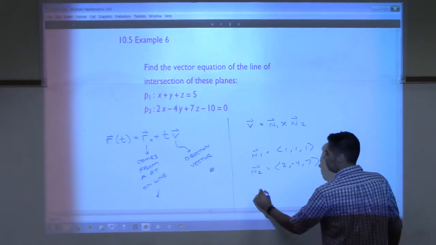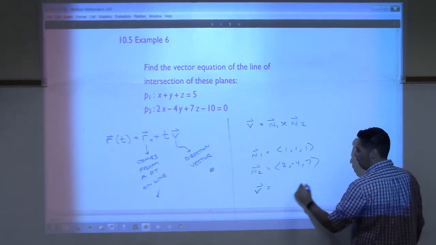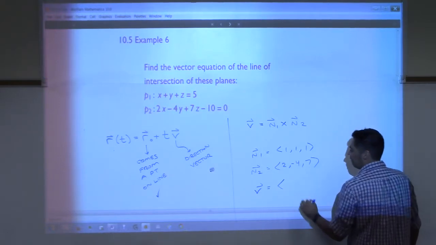That was a dot. 16. It was a dot. Yeah, that was a dot. We have to cross these, so let's go ahead.